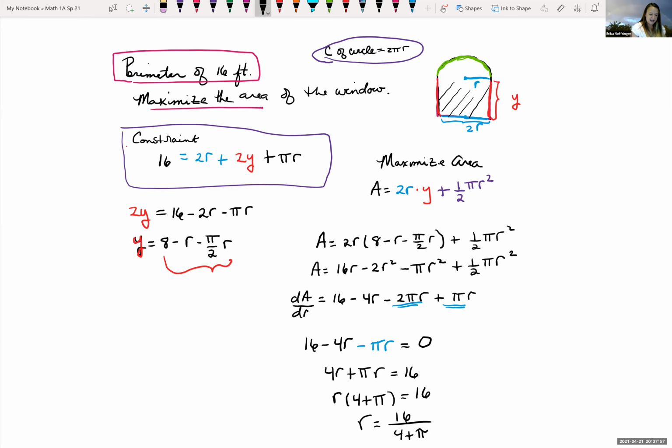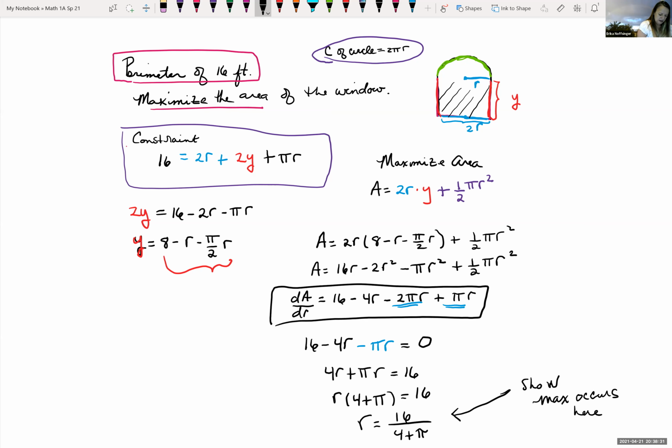So we need to make sure that that is our maximum, where the maximum occurs. And so we're going to need to look at either taking the second derivative or looking at our second derivative test. So let's look at the second derivative. And let's use the second derivative test to do this.